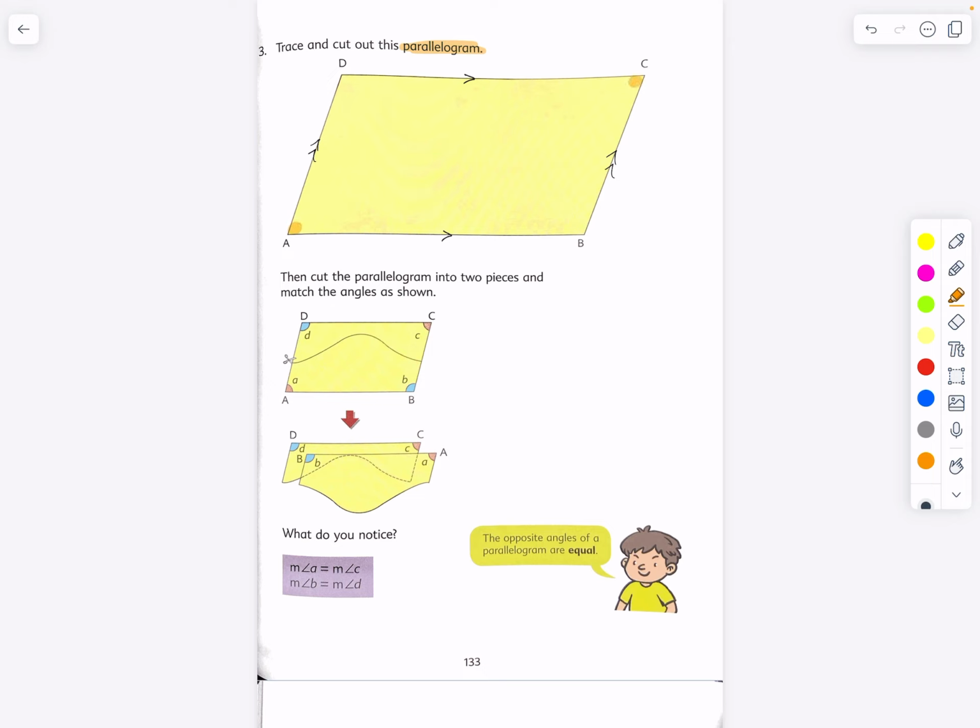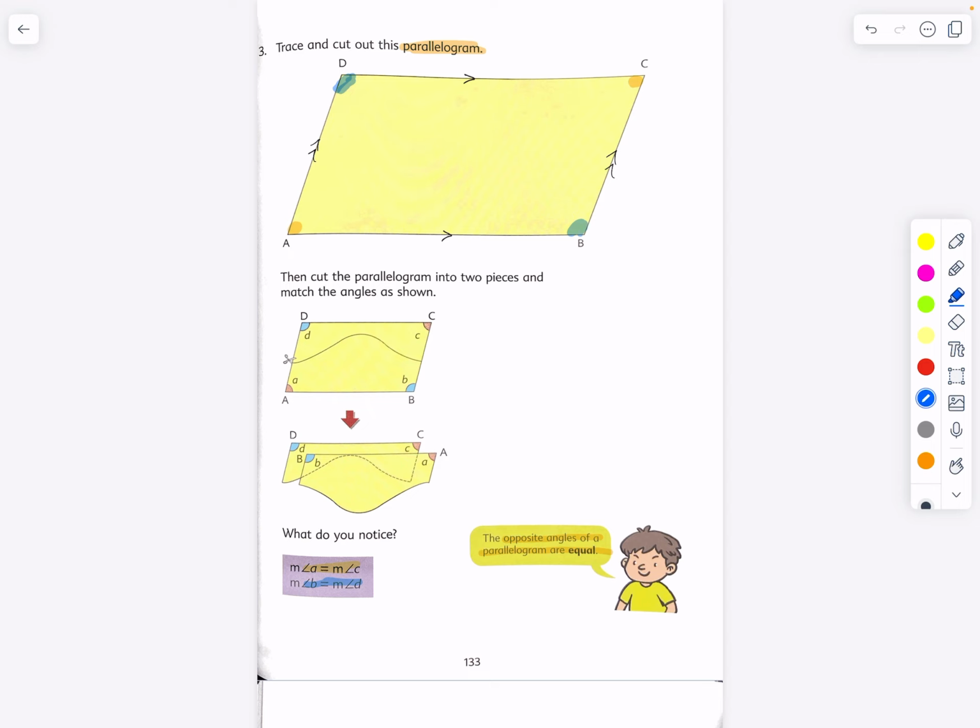Opposite angles of a parallelogram are equal. Therefore, angle A equals angle C, and angle D equals angle B.